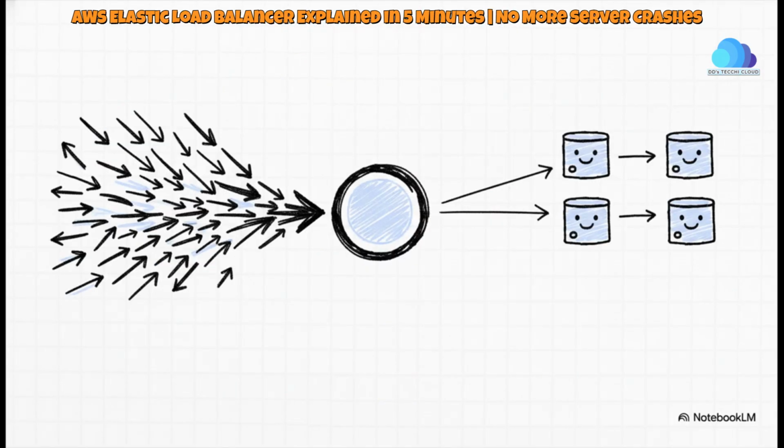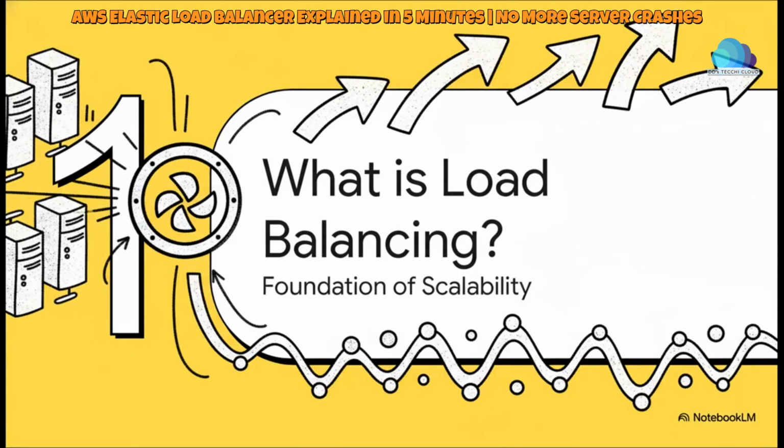Well, the key here is something called load balancing. It's really all about automatically spreading out that incoming traffic across multiple targets. Think of it like a really smart traffic director for your application, making sure no single server gets buried under a mountain of requests. So let's really dig into what load balancing is, because it's pretty much the foundation for both scalability and high availability.